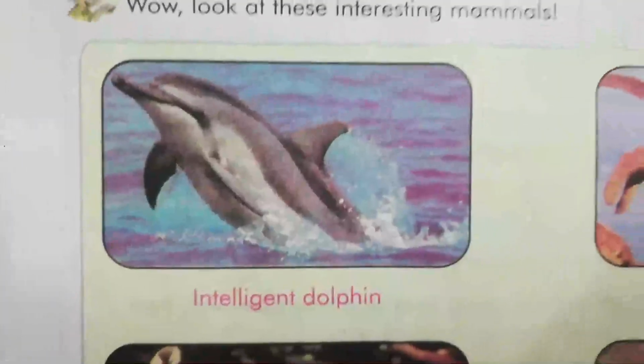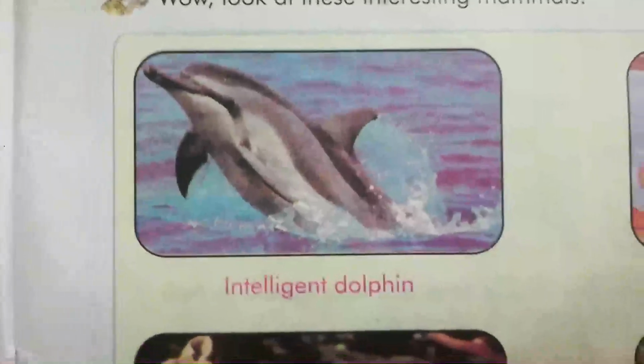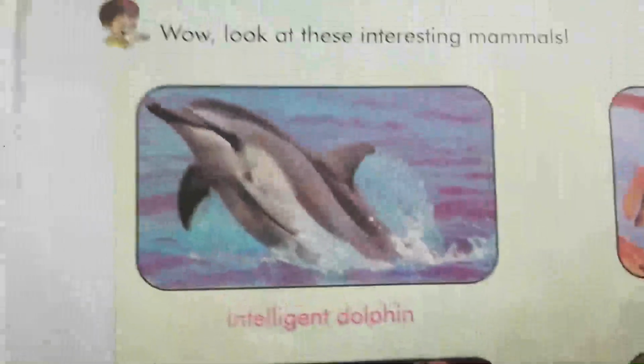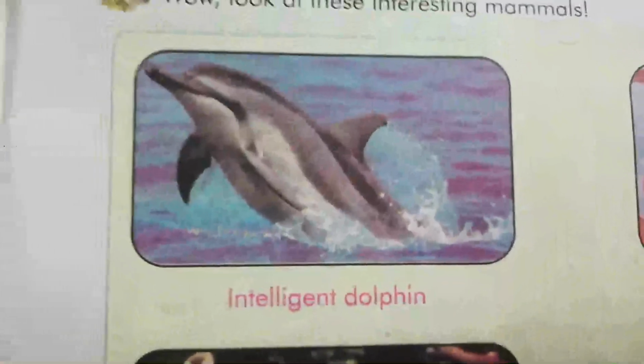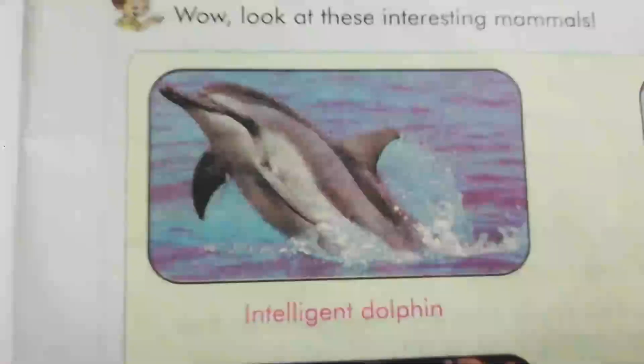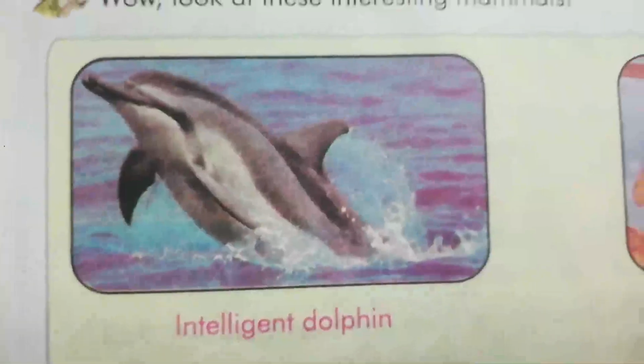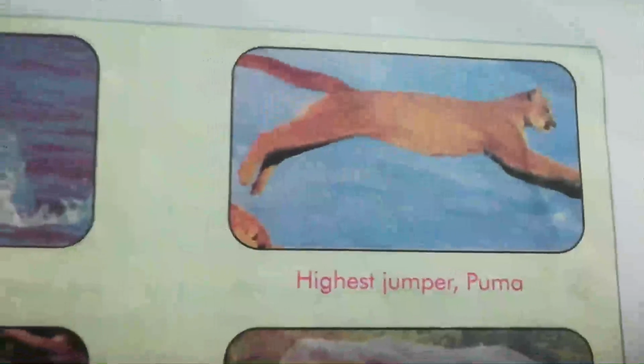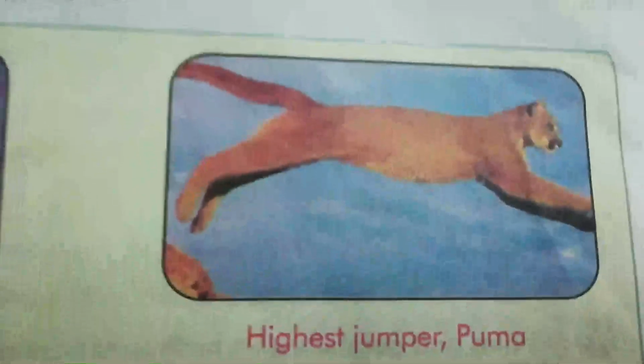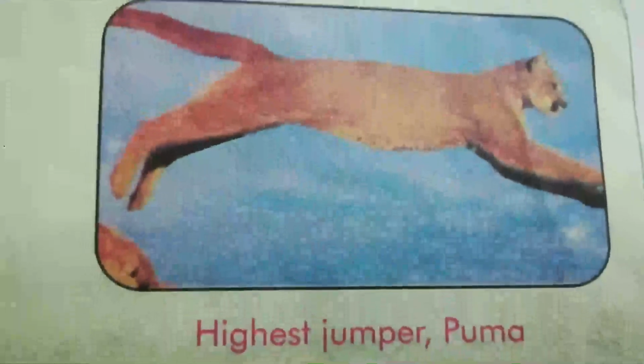Hi children, now I am going to show you some interesting mammals. First one, that is the intelligent dolphin. So the dolphin we can say is an intelligent mammal. And next, that is the highest jumper. That is puma. Highest jumper, that is puma.